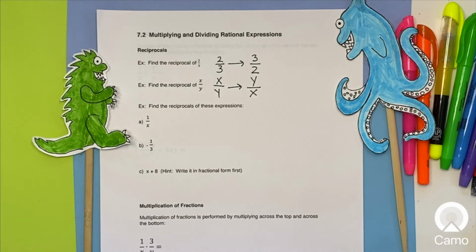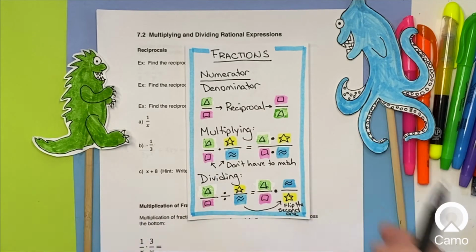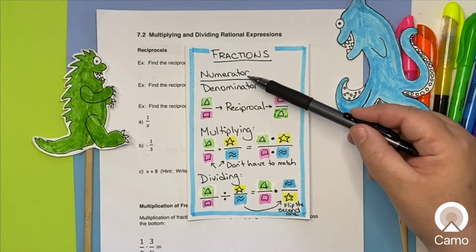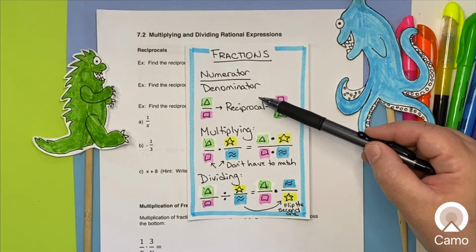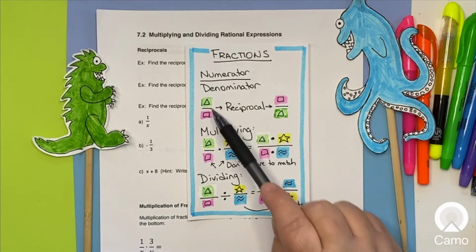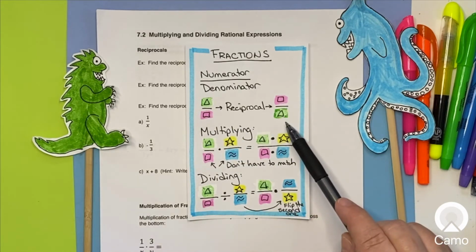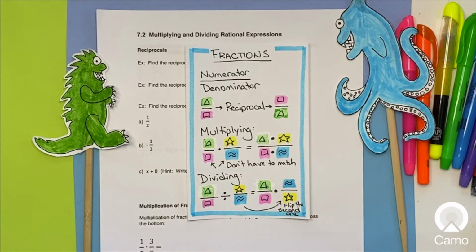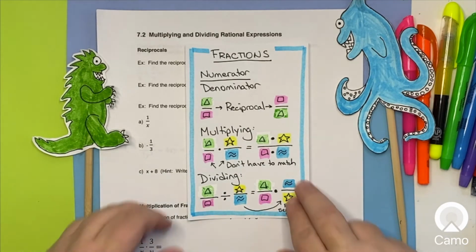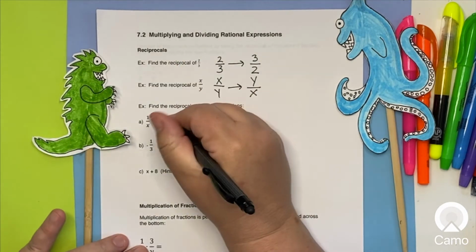Woohoo! So, just a little review on my little card here, the handy dandy card I made. Top number is known as the numerator, bottom number is known as the denominator. A reciprocal takes the numerator and the denominator and has them switch places. So the bottom number comes up, the top number goes down. And these are usually not equal. These two fractions will not be equal to each other. Okay, so let's find some reciprocals.